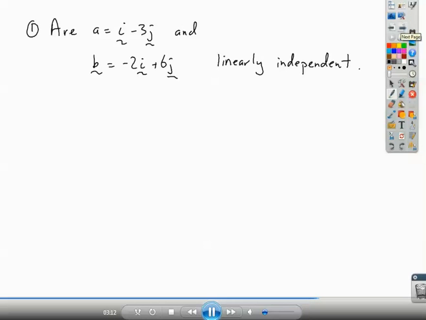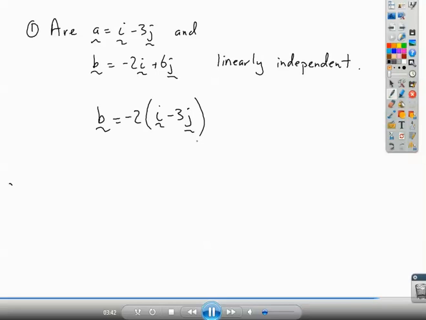Now let's have a look at our problem. Are these 2 vectors linearly independent? A is i minus 3j, B is minus 2i plus 6j. What we're trying to do is find, is one some sort of linear combination of the other? So B equals minus 2 times (i plus minus 3j).